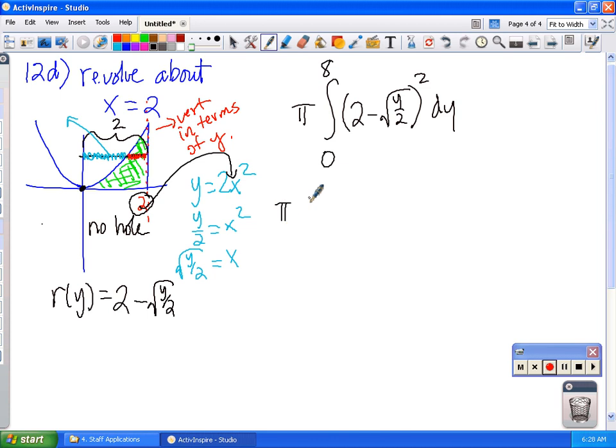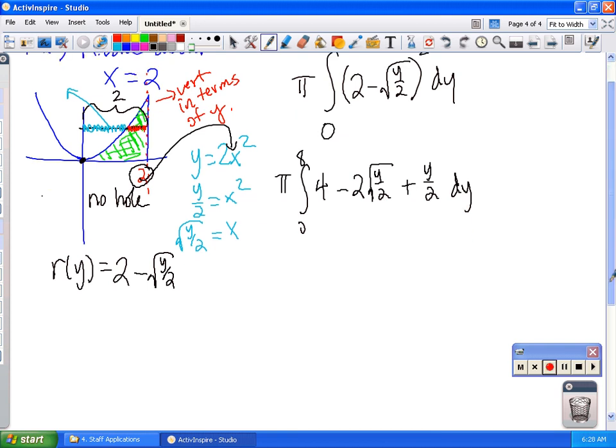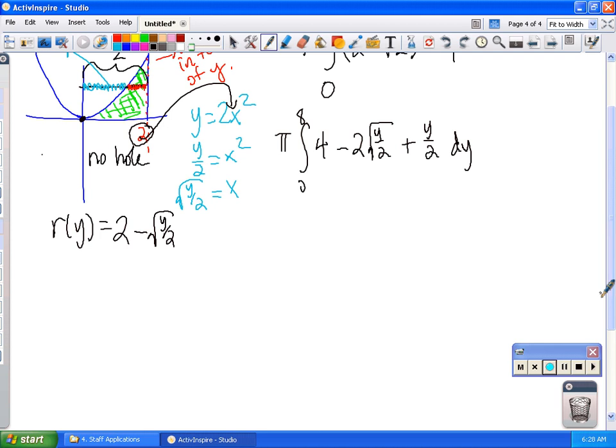That will give me pi from 0 to 8 of 4 minus 2 square root of y over 2 plus y over 2 dy. Now I'm going to take this maybe one more step just to show you what I would do next. I would make this pi from 0 to 8 of 4 minus, I would take the square root of 2 and move it over with the coefficient of 2 in front, taking care of this term right here. I would make this y to the 1/2 power, and then I would make this 1/2 of y, dy.